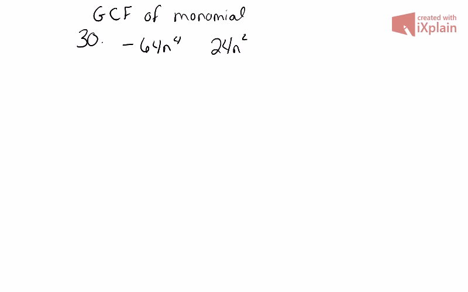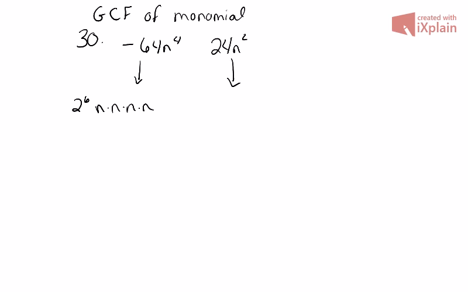For our next problem, I'm going to do number 30 from the same page. That's where they ask you to find the GCF of a monomial. And on number 30, your monomials are negative 64n to the 4th and 24n squared. So again, I want to write a factorization for each of these. From the one that we just did, we know that 64 would be equal to 2 to the 6th power. And then I would be times n 4 times if we expand that n to the 4th.